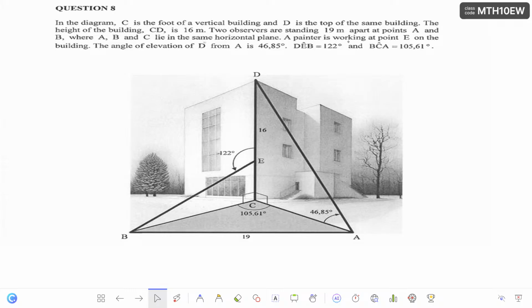A painter is working at point E on the building. The angle of elevation of D from A is 46.85 degrees, where D, E, B are on the building. This angle is 122 degrees, and angle BCA is 105.61 degrees.